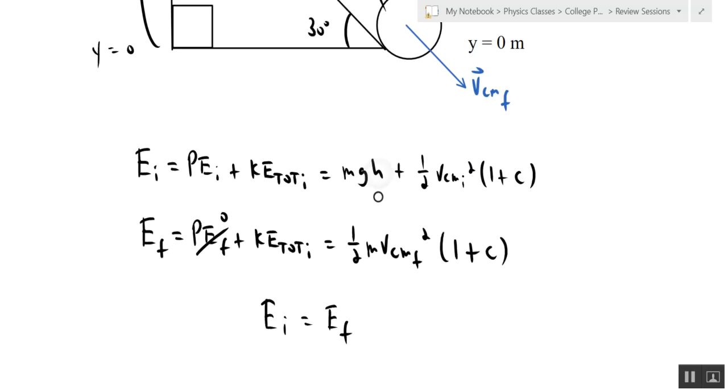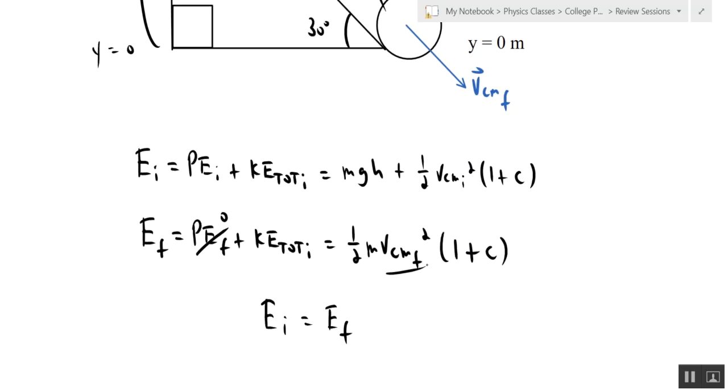So what do you know? You know h. You know the mass, although it cancels out, so you don't really need to know the mass. But you do know the mass. You know V_CM,i, you know c. The only thing you don't know is V_CM,f, right? If you set those two things equal to one another, that's what you find. You find V_CM,f, which is how fast it's moving when it gets to the bottom of the incline. V_CM,i is given, right?